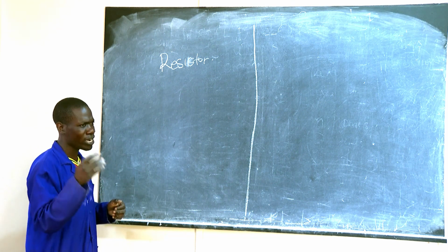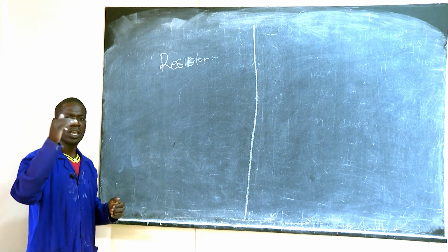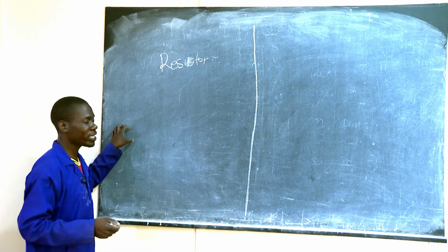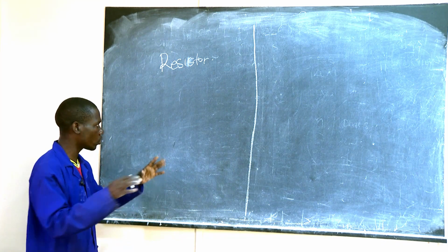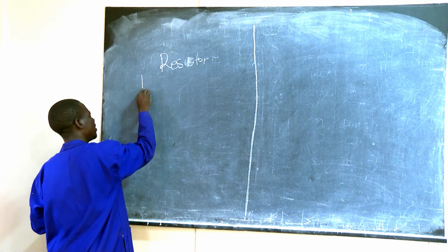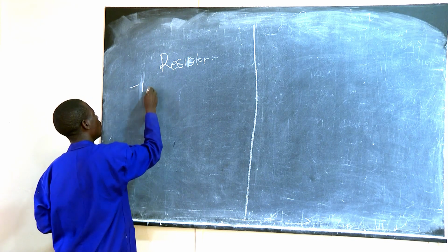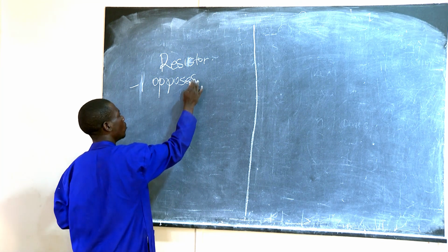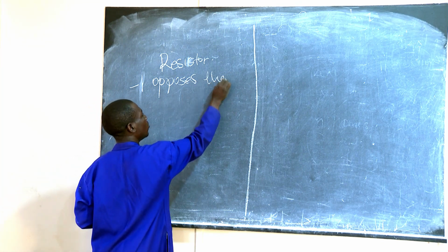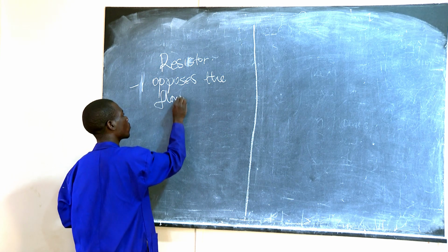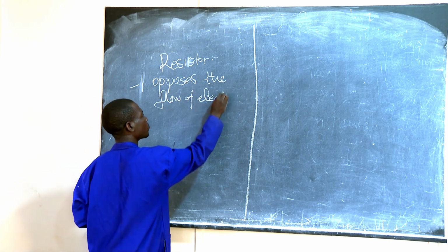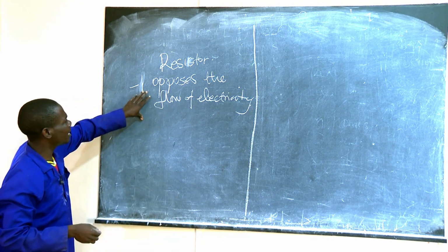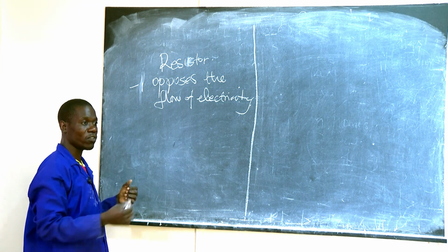But now this resistor, what does it do? A resistor always reduces or opposes the flow of electricity. It only allows a certain amount of electricity to go through. So you have to know this very well, that a resistor always opposes the flow of electricity.